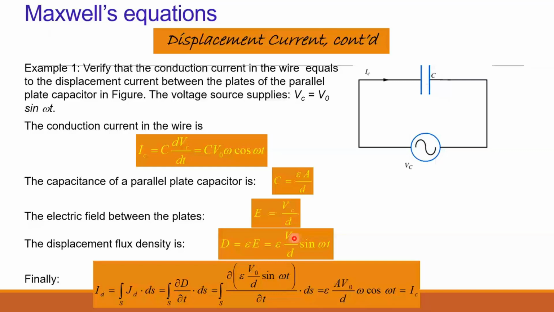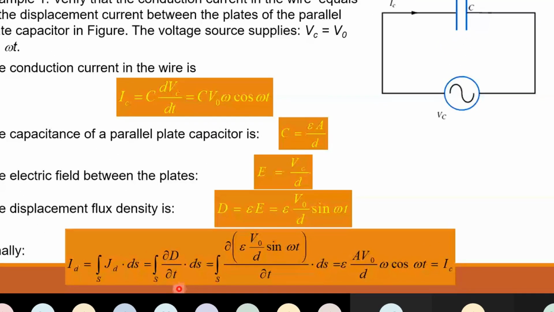So displacement current is present on displacement current density JD, and that is given by ID is equal to surface integration of JD dot ds bar. What is JD? JD we have already calculated, that is dou D by dou t. So it is surface integration of dou D by dou t into ds bar. So what is D? We put all this equation here, and what we finally get is epsilon A V naught divided by D omega cos omega t.